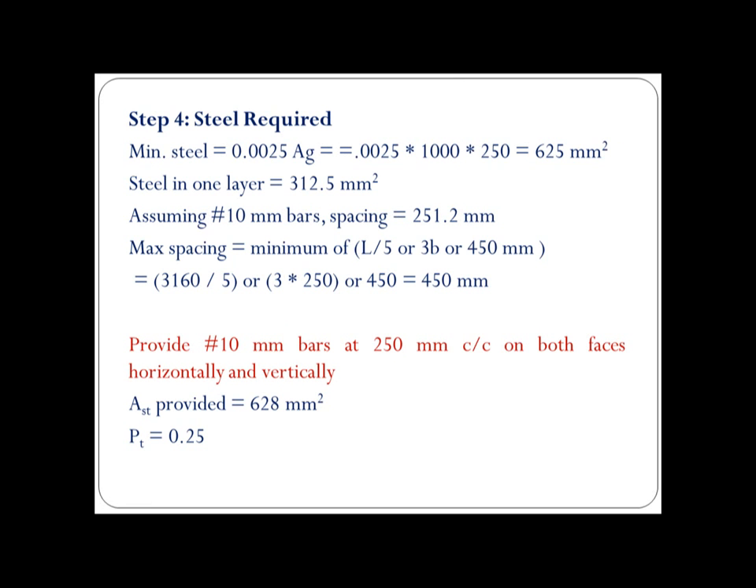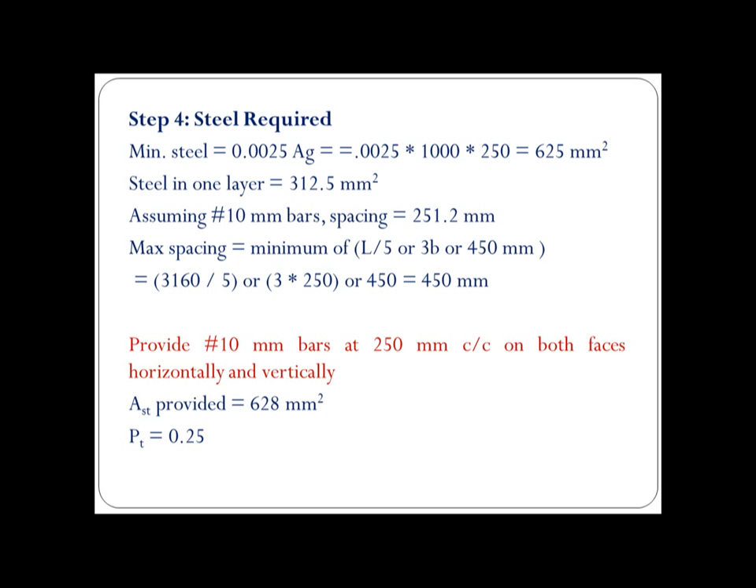So 0.0025 into Ag. These are taken from clause 9.4 from IS 13920. So we end up with 625 mm square. That is both faces together. So this steel has to be provided in two faces. So divided by 2, we result in 313 mm square. And assuming 10 mm bars.